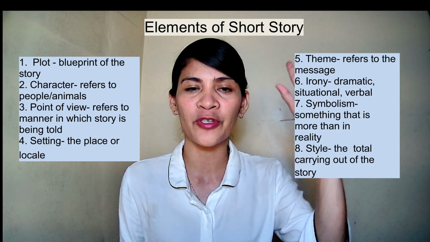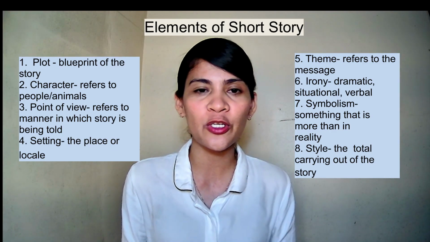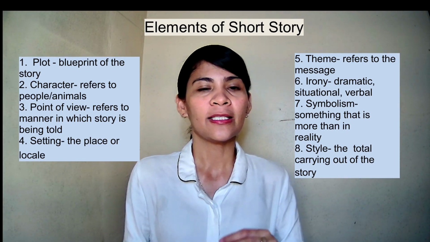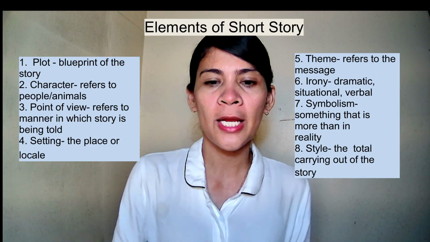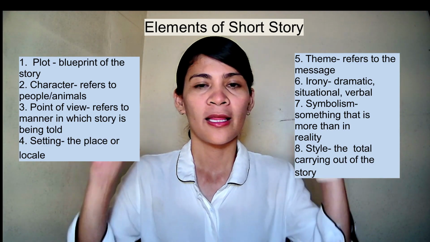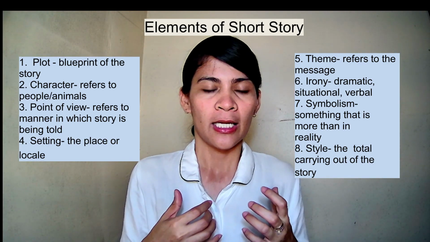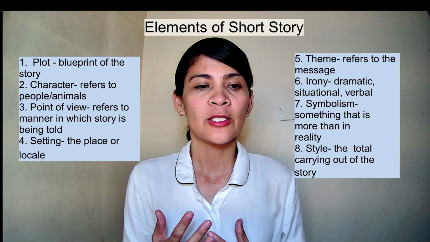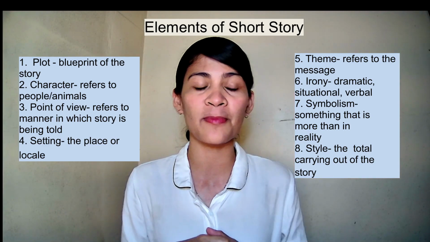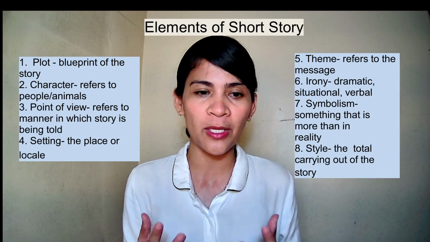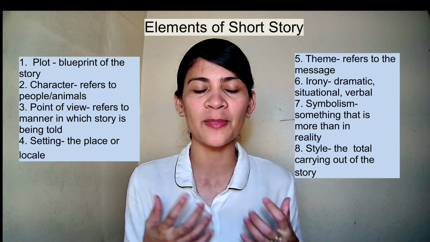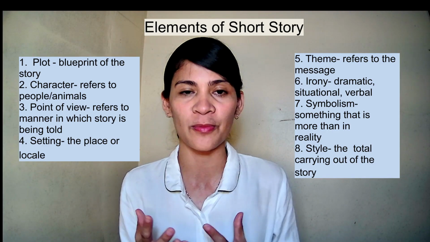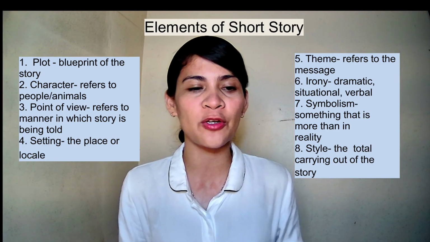The number five element of the short story is the theme. It refers to the message communicated by the story. Again, it should have its own message. The number six element of the short story is irony. Irony is the dramatic, the situational, or the verbal situation. Number seven element of a short story is symbolism. Symbolism is something that is more than what is in reality. A symbol must carry a double meaning, that is, it denotes something tangible and connotes something intangible.